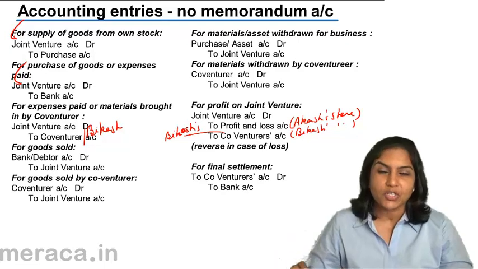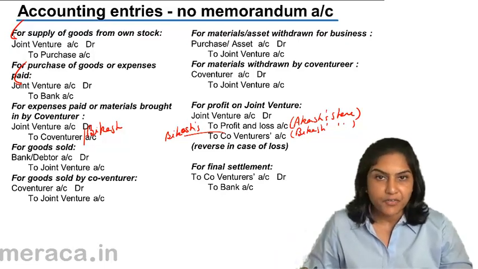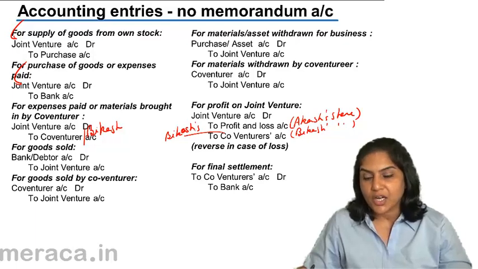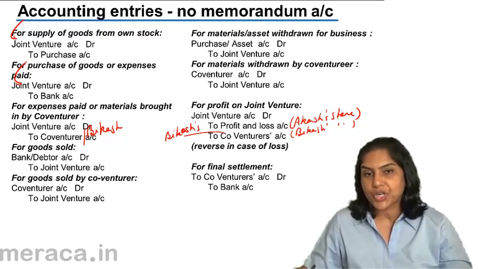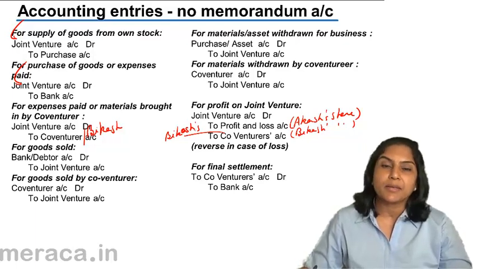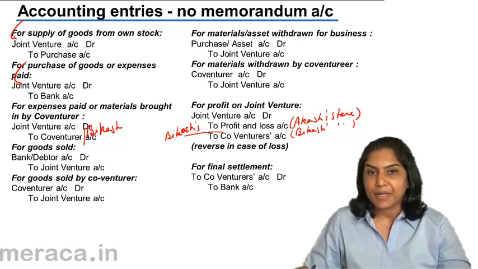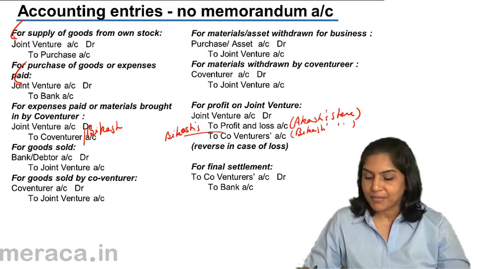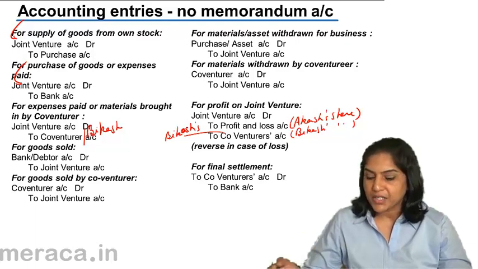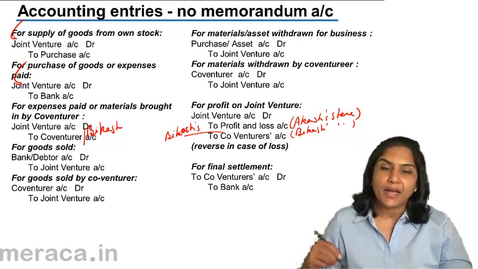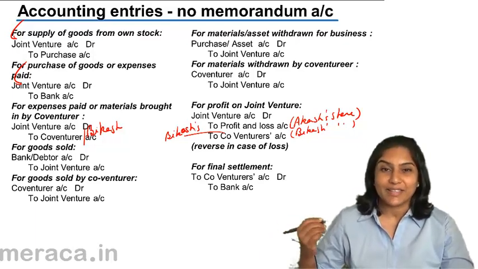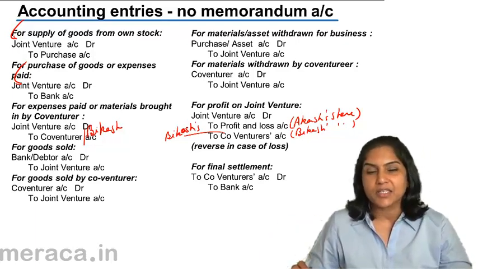In case of loss, of course, the entry would be reversed. Joint venture account would be credited. Profit and loss account would be debited with Akash's share in Akash's books, and Bikash's account would be debited in Akash's books. And for the final settlement, it would be Bikash's account debit to bank or bank account debit to Bikash, however the case is, whether money is receivable or money is payable.